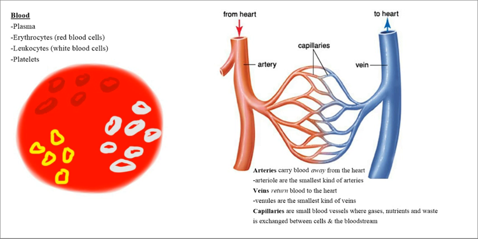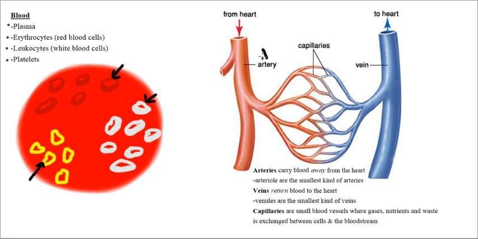Blood is made up of plasma, erythrocytes, aka red blood cells, which carry oxygen to tissue and CO2 away from it, leukocytes, aka white blood cells, which are involved in immune functions, and platelets, which have clotting factors that help blood clot. Altogether, this makes up blood, suspended in the plasma.